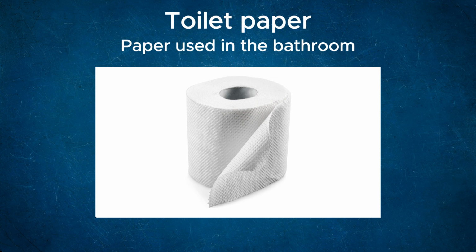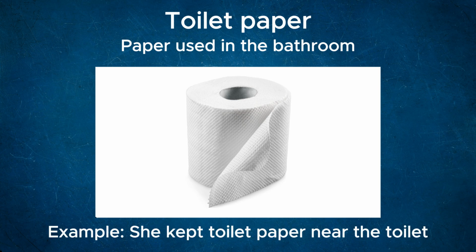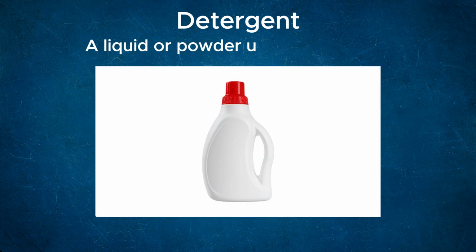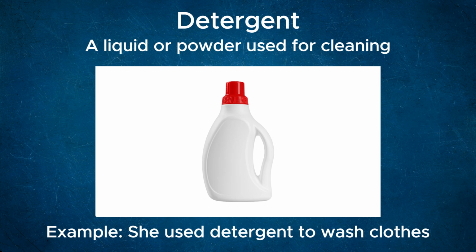Toilet paper. Paper used in the bathroom. Example: she kept toilet paper near the toilet. Detergent. A liquid or powder used for cleaning. Example: she used detergent to wash clothes.